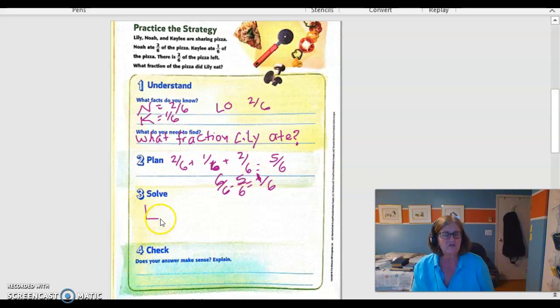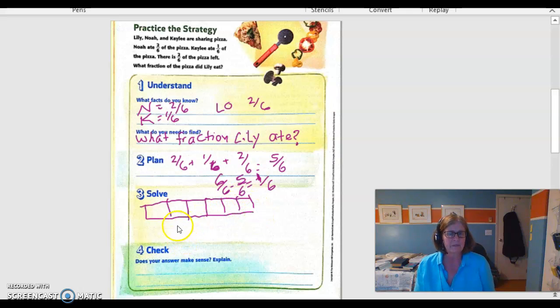The other way you could do it is you could draw the pizza. Each of these would be 1/6, 2/6, 3/6, 4/6, 5/6, and 6/6. All right, so Noah ate 2/6. So this was Noah's. Kaylee ate 1/6, and we had 2 left over. So how much do we have left? 1/6 is Lily's amount. And that makes sense because 2/6 plus 1/6 plus 2/6 is 5/6, plus 1 more is 6/6. Let's look at the next page.